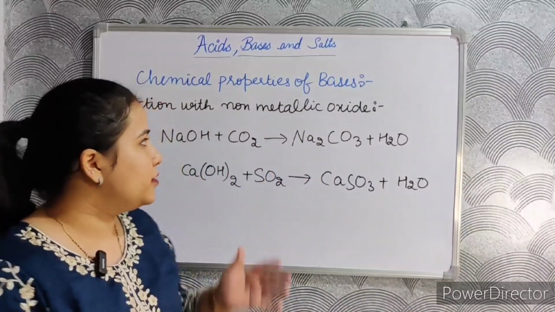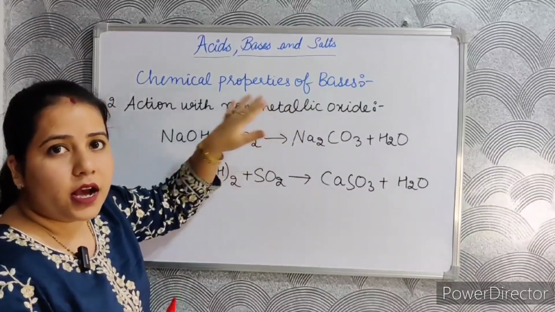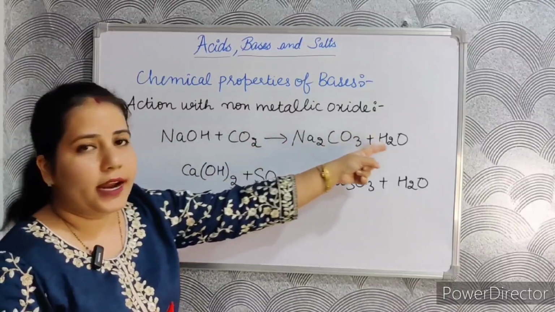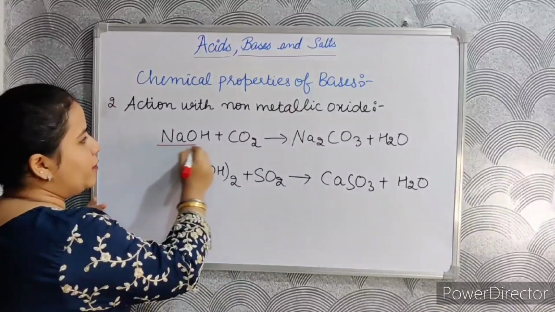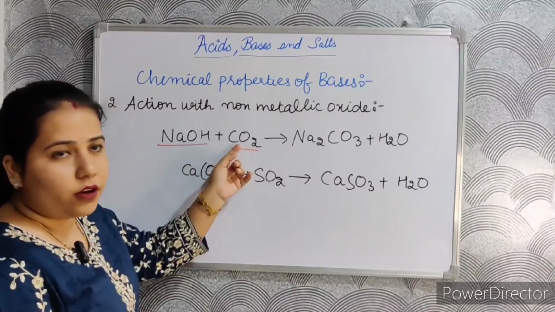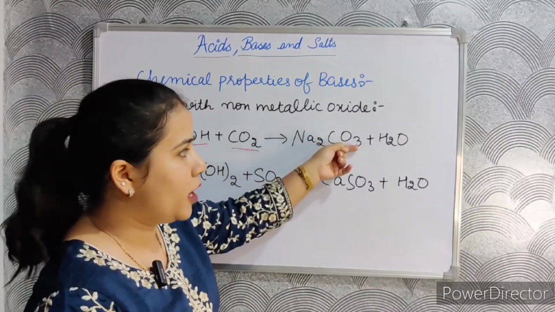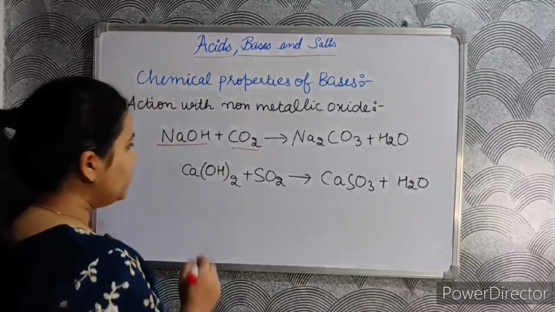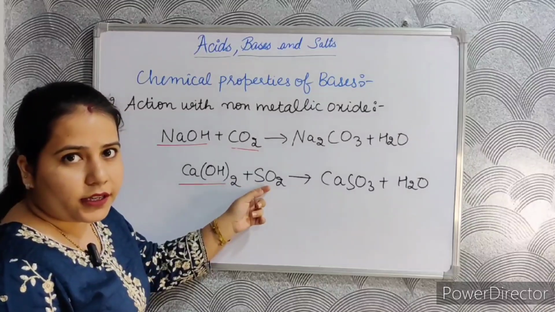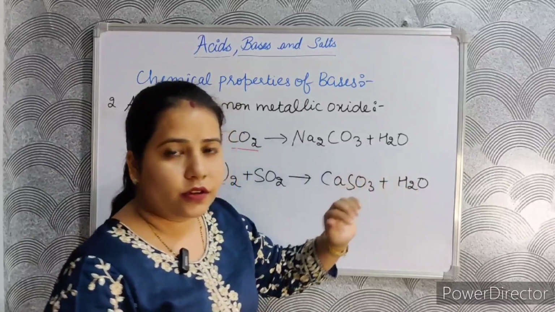Next chemical property of bases is action with non-metallic oxides. Oxides of non-metals are acidic in nature. When an acid reacts with a base, it forms salt and water. First example is when NaOH base reacts with CO2. CO2 is an acidic oxide. When it reacts with NaOH, it forms salt, which is sodium carbonate, and water. Next reaction is when calcium hydroxide reacts with sulfur dioxide, it forms calcium sulfite and water.